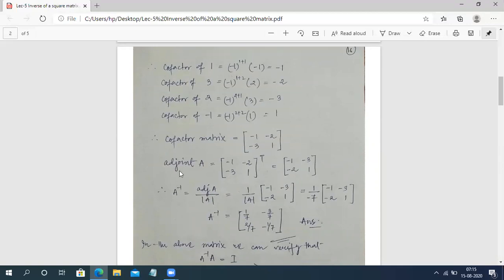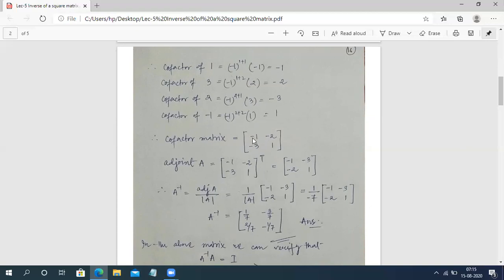Now, what will be the adjoint of that matrix? Adjoint of A is the transpose of the cofactor matrix, that we have already discussed. What is the transpose of a matrix? If we interchange the rows into columns, it gives the transpose of that matrix.